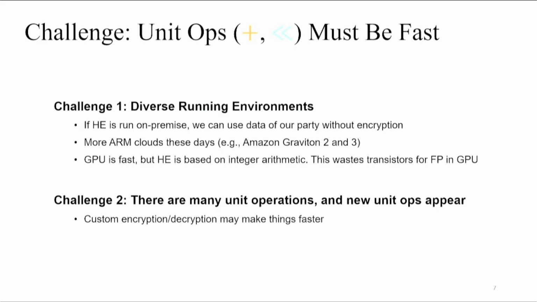Also, there are clouds that provide ARM chips, such as Amazon Graviton 2 and 3, and we can use GPU, but since homomorphic encryption uses a lot of integer arithmetic, this wastes a lot of transistors for floating points in GPU, so it is not cost efficient. The second challenge is that there are many unit operations and they keep growing. So it'll be great if we can deal with that.